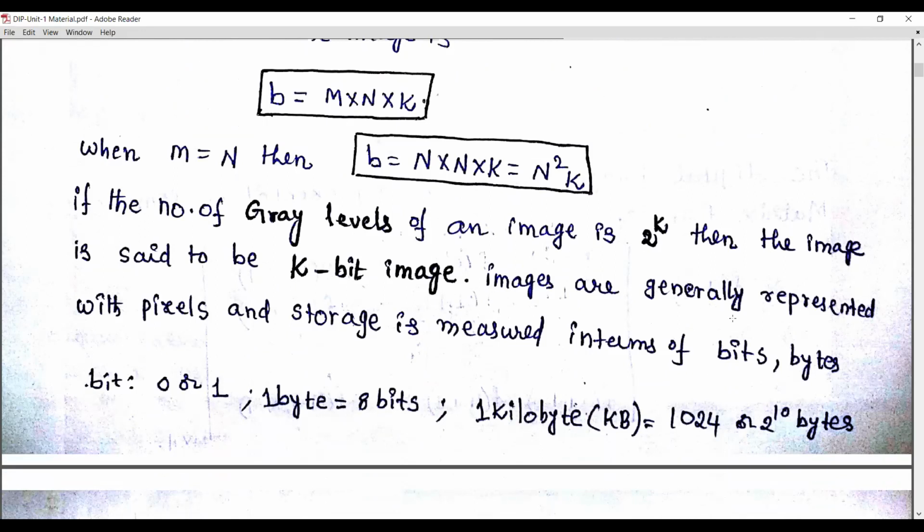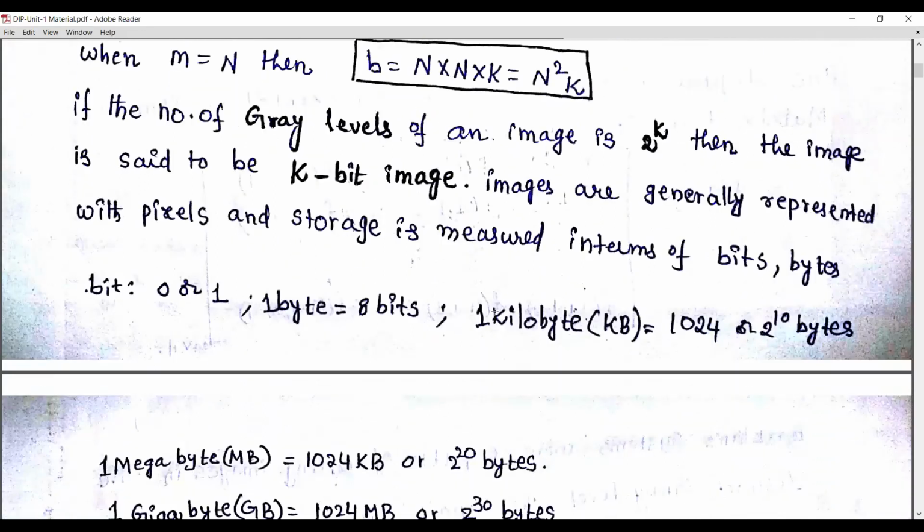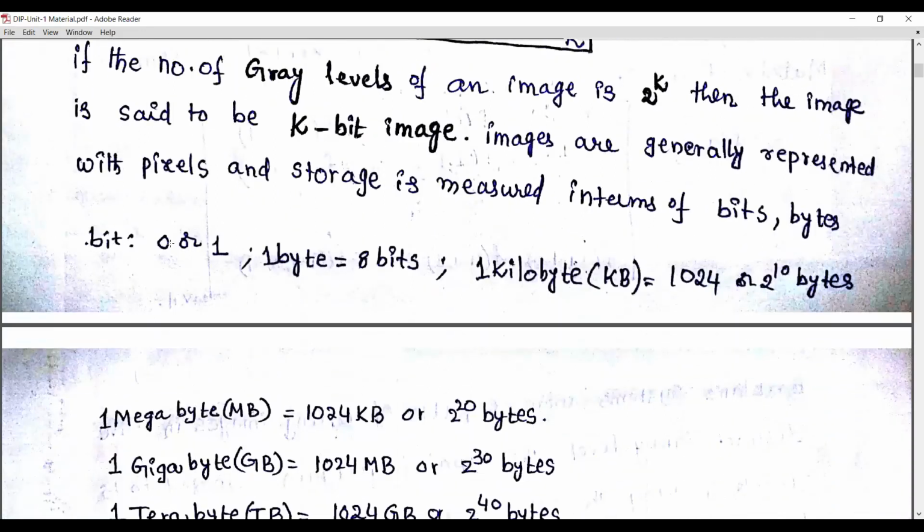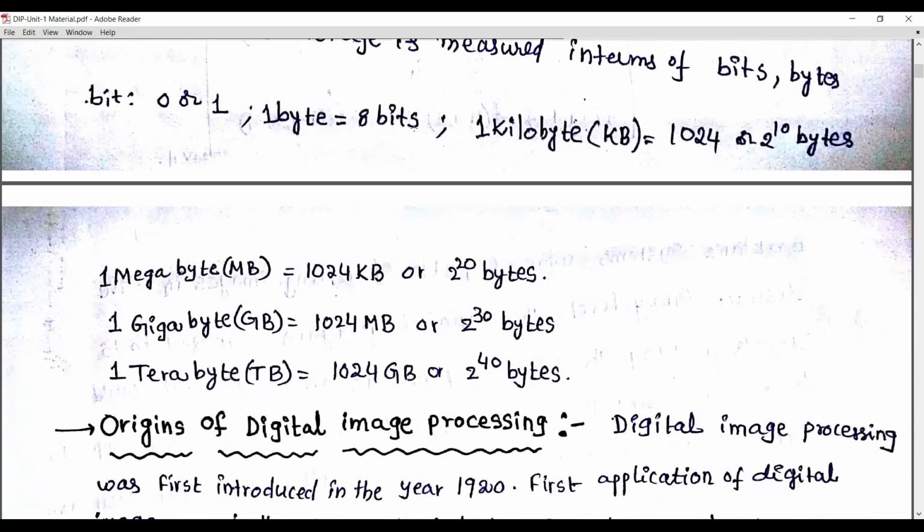Images are generally represented with pixels and stored in the form of bits or bytes. A bit is nothing but a 0 or 1. 1 byte equal to 8 bits, 1 kilobyte equal to 1024 or 2 power 10 bytes, 1 megabyte equal to 2 power 20 bytes, 1 gigabyte equal to 2 power 30, and 1 terabyte equal to 2 power 40 bytes.